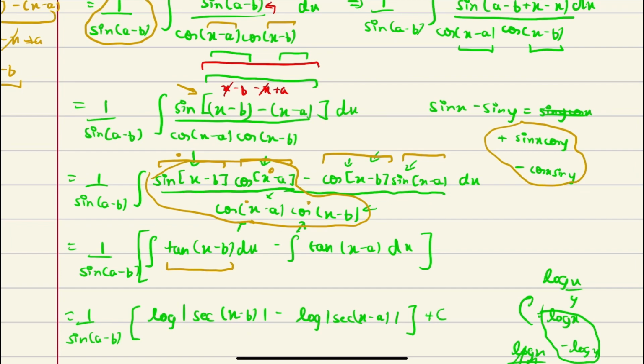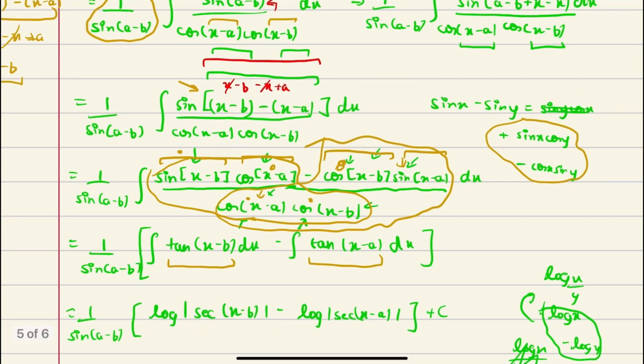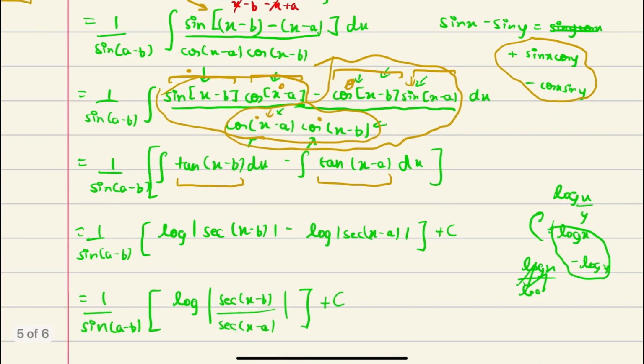And similarly, when we do the second integral, we see that the cosine x minus b and the cosine x minus b cancel out. We just have sine x minus a over cosine x minus a, which of course gives you tangent x minus a. And now we are ready to integrate using the standard integral. So the integral for tan is, of course, log of mod sec x plus c.